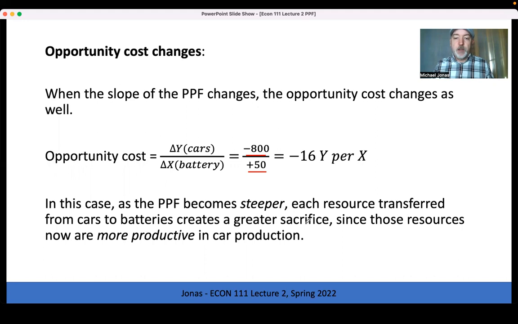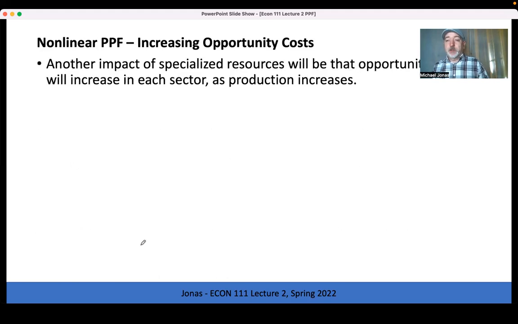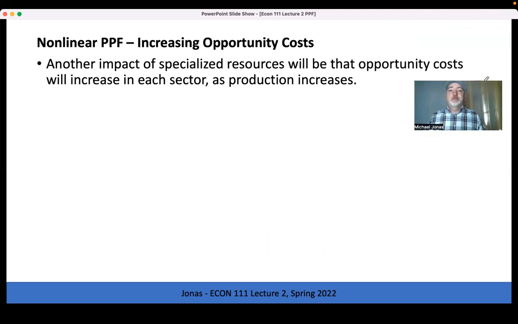So the idea of a greater sacrifice by transferring more productive resources away from that sector. So now, the last piece of the puzzle, and the big implication of this assumption of specialization of resources, is that the PPF is going to be a non-linear function. The opportunity cost is not going to be constant, and in fact will be increasing as output increases.